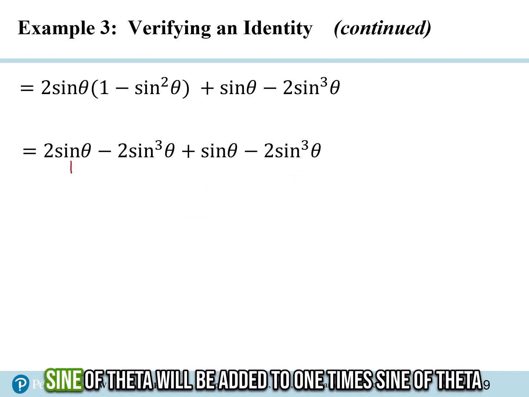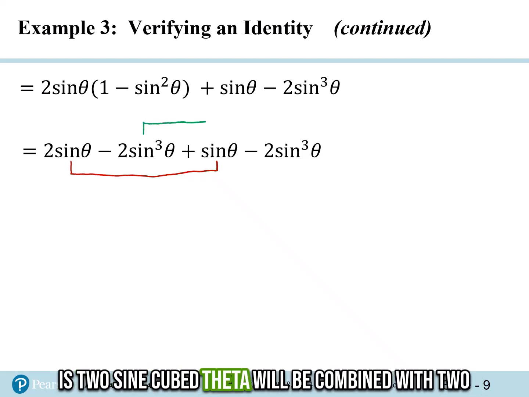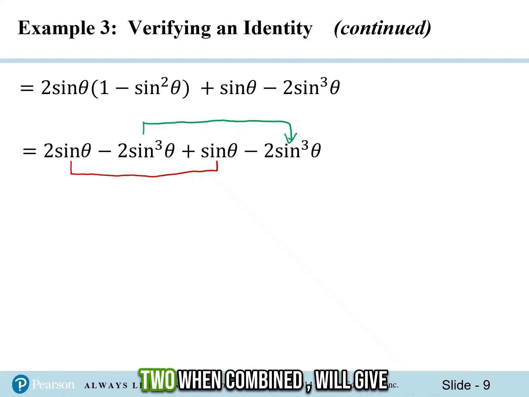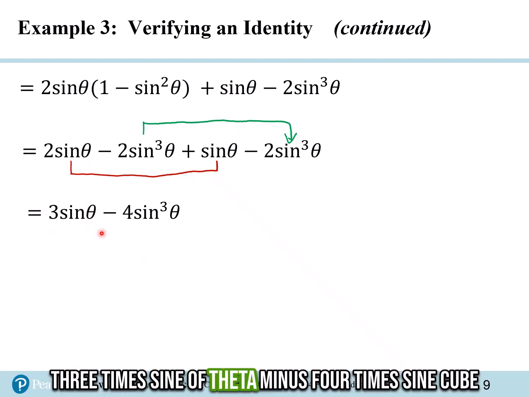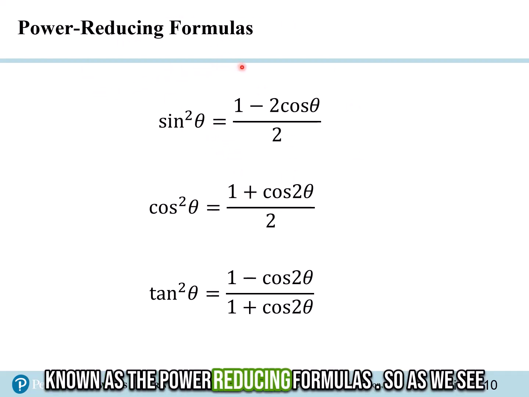Now 2 times sine of theta will be added to 1 times sine of theta for 3 times sine of theta, and then the other one is 2 sine cube theta will be combined with 2 sine cube theta. So it's negative 2 and negative 2 when combined will give us 3 times sine of theta minus 4 times sine cube theta. Now we'll study the next set of formulas known as the power reducing formulas.